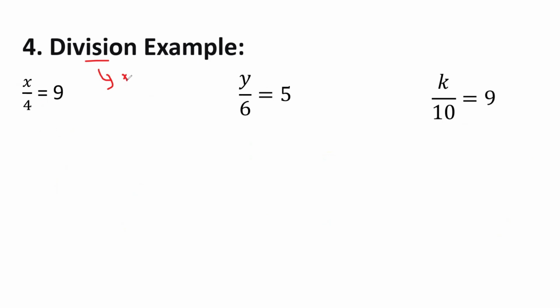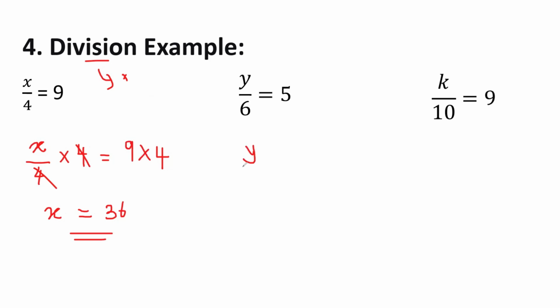Now let's do the division. x is divided by 4. Now we have to isolate the x, so we have to multiply by 4. Same thing we have to do for the other side, so you multiply by 4. This 4 and this 4 will be cancelled, so x will be isolated. 9 times 4 is 36. Likewise, y over 6. You multiply by 6 to get the y isolated. Here 5 is there, again multiplying with 6. These two will be cancelled, and y remains. 5 times 6 is 30.